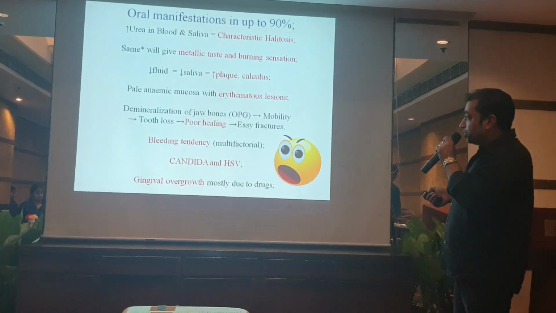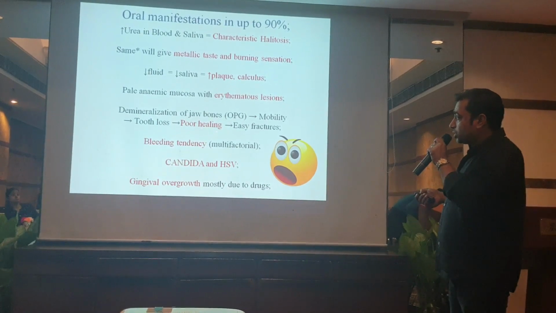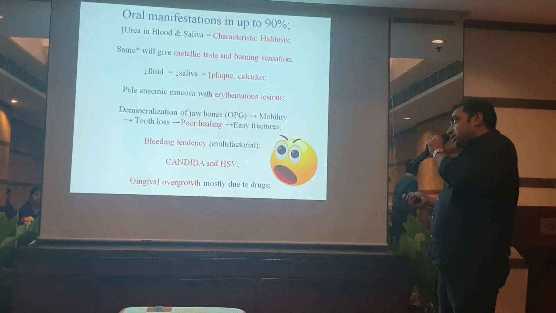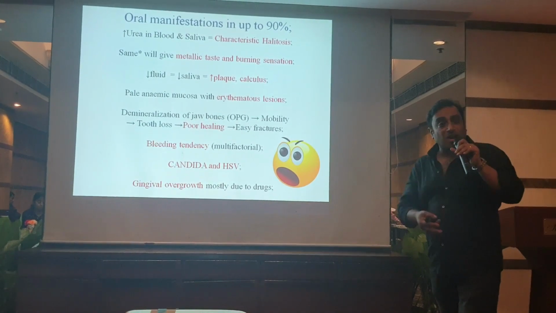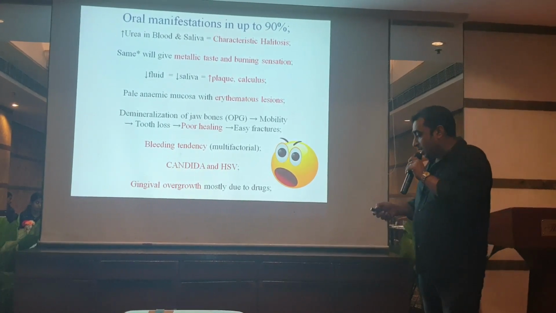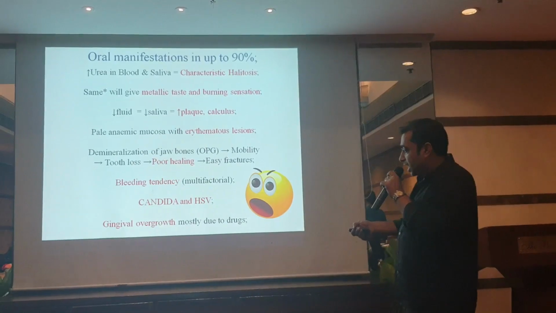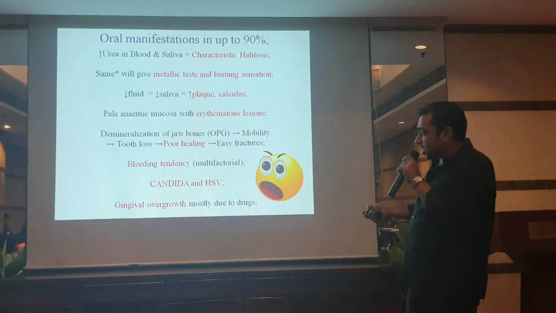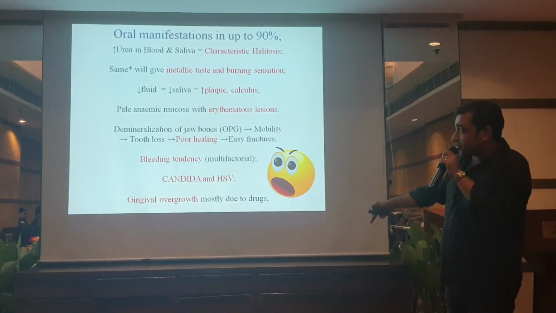Demineralization of jawbone will be seen on the OPG. There will be unexplained mobility and tooth loss, leading to the next step, poor healing after the tooth loss, and eventually there can be an osteomyelitic condition, septic or aseptic, and that can lead to easy fractures. Bleeding tendency will be there, multifactorial, both disease and treatment. Due to reduced immunity, there will be candida and HSV. There can be gingival overgrowth, mainly due to drugs like the antihypertensives and the cyclosporins. So this spectrum is important.